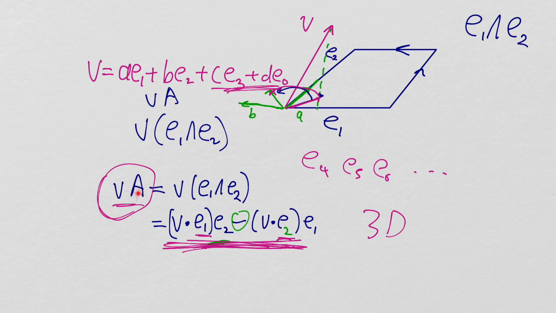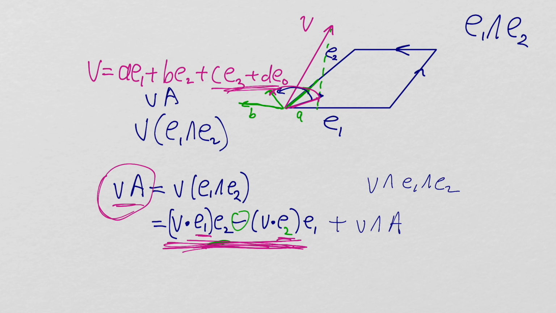Oh, wait though. I should be a little bit more careful, right? This is literally the grade 1 part of that space-time product. The full space-time product, if I had written it down correctly, I'm glad I caught this, would have been this plus V wedge A, which would be V wedge E1 wedge E2, something like that. If A is E1 E2, which it is, then this would be V wedge A. So there's also that part, right?